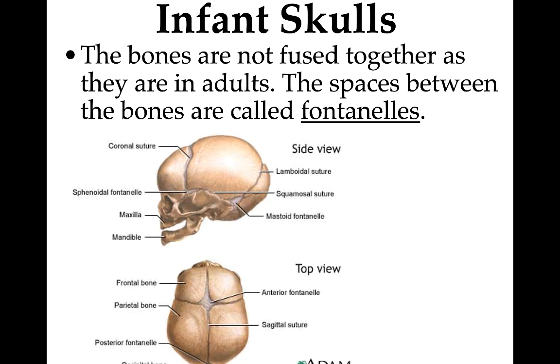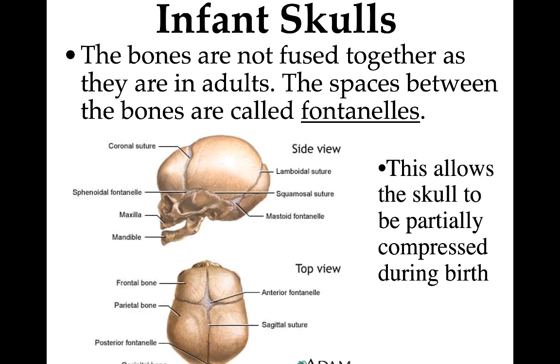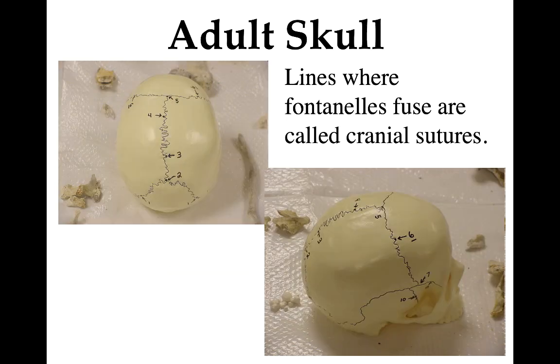As the baby grows and develops, the parts of the cranium all fuse together, the fontanelles are filled in, and you get what we call cranial sutures. So it looks like the skull has been stitched together, because in reality, those pieces were stitched together. And this is going to be key in determining how old someone is from their skull.